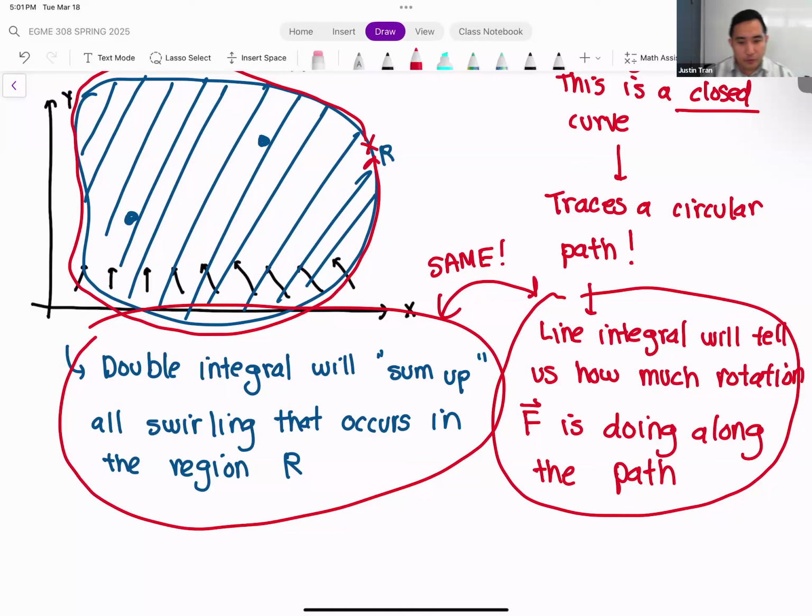Okay. All right, so for the last 15 minutes today, I did want to introduce the concept of a surface integral, and then we'll finish that up on Thursday with divergence theorem.